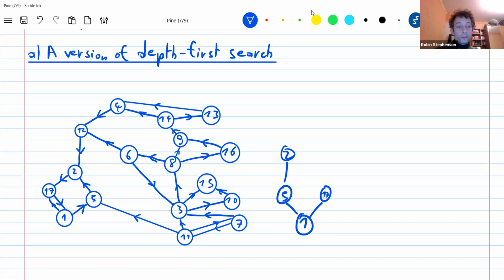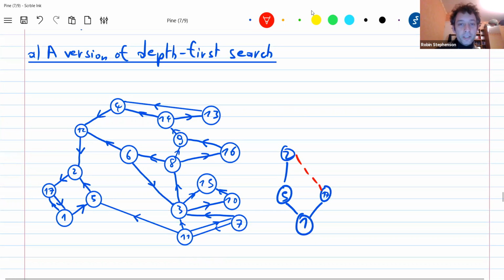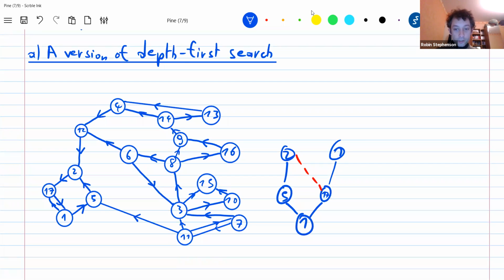Now we look at 2. 2 has another neighbor, that's 17. I would want to add this edge, but I can't, because 17 is already on my picture. So instead, I'm going to mark this in red and also dotted, to explain that this edge is fundamentally different from what we had before, because 17 was already on my drawing. Okay, so 2 is explored. Now let's explore 17. 17 has an out neighbor, which turns out to be 1. So again, I can't add it. Instead, I'm going to mark this edge in green.